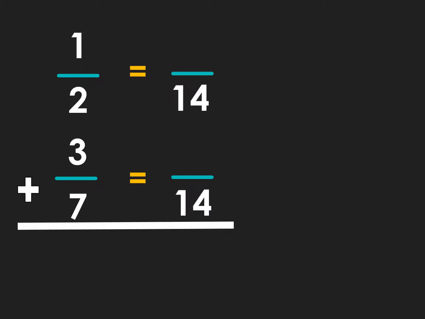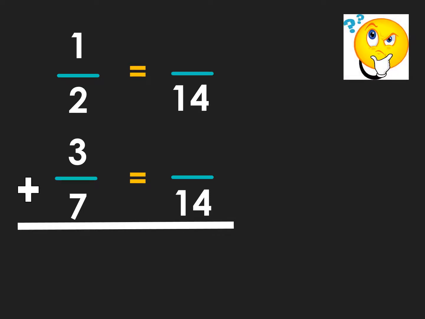For the next step, let's focus on the fraction on top. 1/2 equals something over 14. You need to ask yourself, what number can I multiply to get from 2 to 14? Think time! If you said 7, you're right. Here's where it might get a little tricky. You need to remember that whatever you multiply to the bottom of the fraction, you'll need to multiply that same number to the top as well.